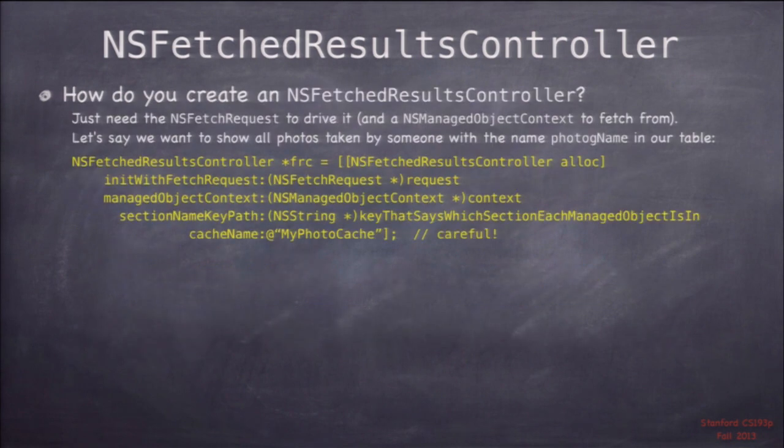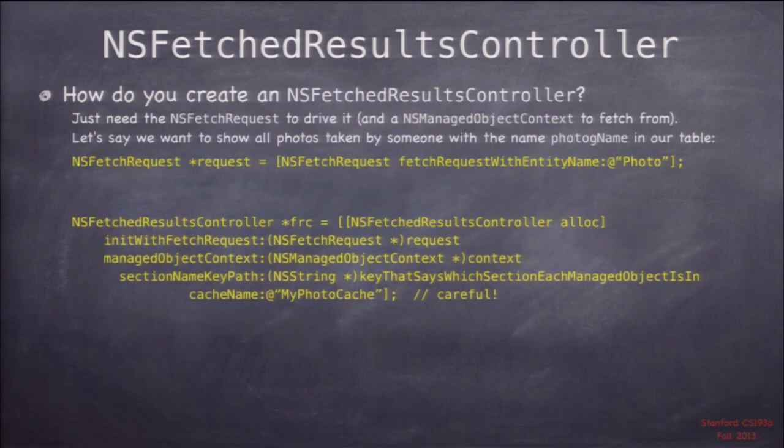How do you create one of these NSFetchedResultsController? Its alloc init looks like this. It takes a fetch request and a context, which is obviously where we're going to be doing the fetching. It'll even do section headers. So you specify which attribute in the objects that you're fetching is the name of the section, and then it'll divide the table into sections. And it can also do caching. We'll talk about those last two things in a minute.